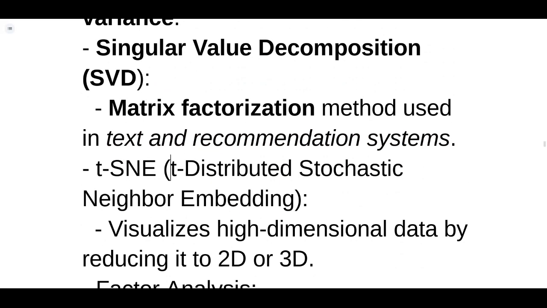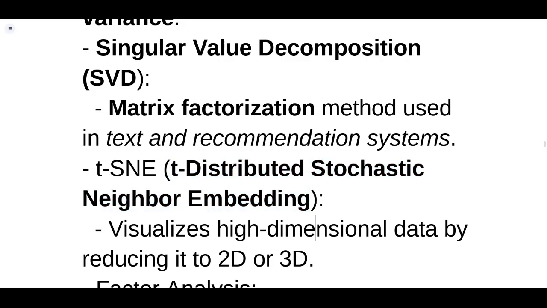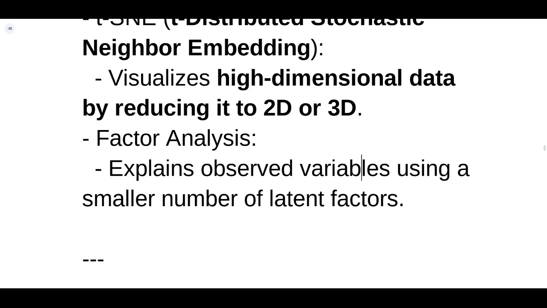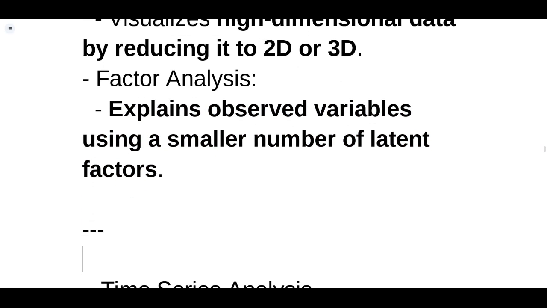t-SNE, t-distributed stochastic neighbor embedding, visualizes high dimensional data by reducing it to 2D or 3D. Factor analysis explains observed variables using a smaller number of latent factors.